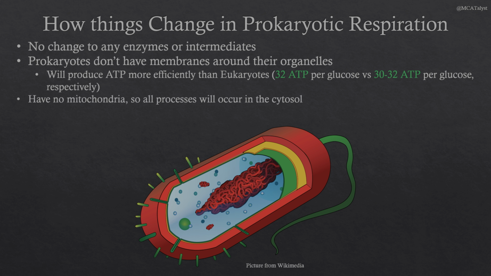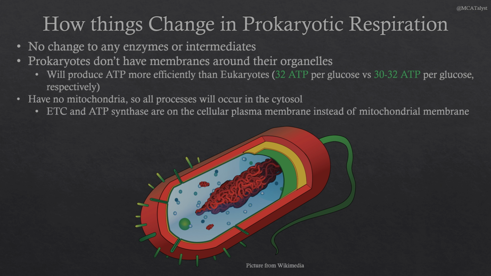They also have no mitochondria, so all of their processes are just going to end up occurring in the cytosol, all within the exact same compartment. The other change that this results in is that since they don't have a mitochondrial membrane to work with, they just move the electron transport chain and ATP synthase to the cellular plasma membrane instead of that mitochondrial membrane.